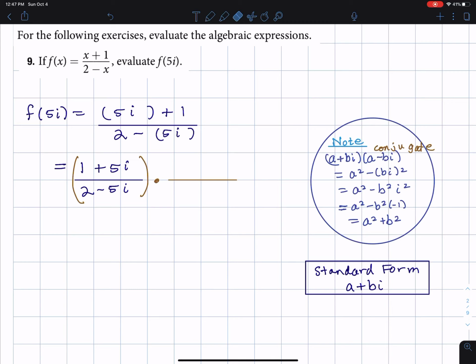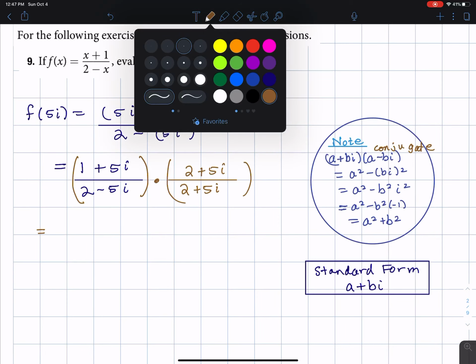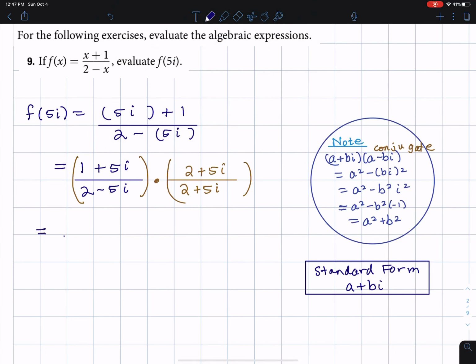So in this case, I'm going to multiply by 2 plus 5i in the denominator. Now, if I multiply by 2 plus 5i in the denominator, I want to multiply the same thing in the numerator. And so the result is, in the denominator, I have 2 squared plus 5 squared. You're welcome to multiply that out using FOIL in the denominator. It's shorter if you take the 2 and the 5 and you square them and add them.